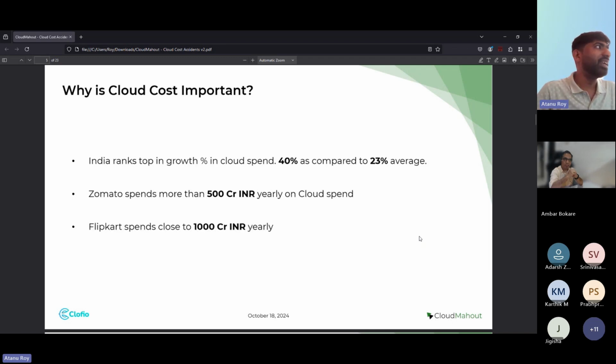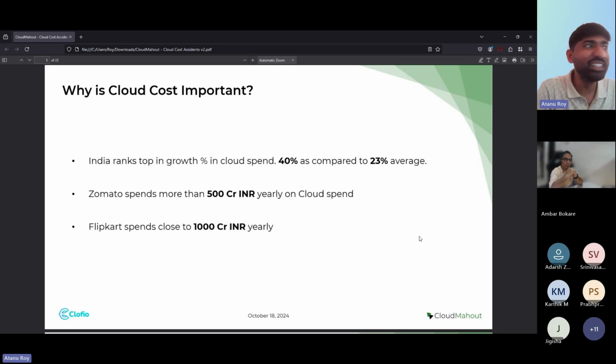Probably a little bit of interesting facts on the Indian context, right? The cloud cost growth in India is much higher than around the globe, because of so many startups and exciting unicorns coming in India. There are so many success stories around us. In India, the growth of cloud cost is approximately 40% compared to the globe, which is like 23%.